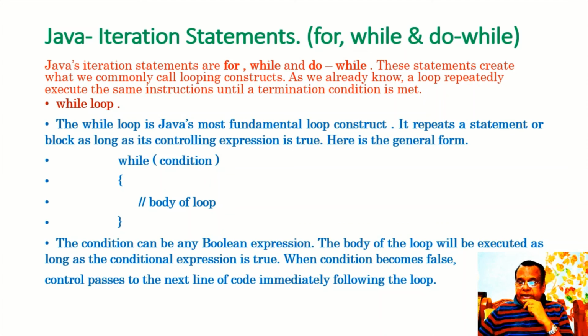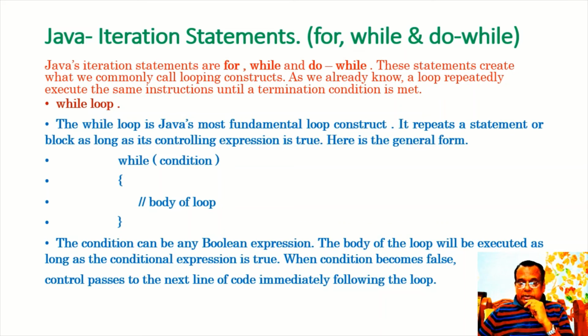These statements create what we commonly call looping constructs. As we already know, a loop repeatedly executes the same instructions until a termination condition is met. See the first one, let us discuss the while loop. The while loop is Java's most fundamental looping construct. Okay, full stop. It repeats a statement or block as long as its controlling expression is true.